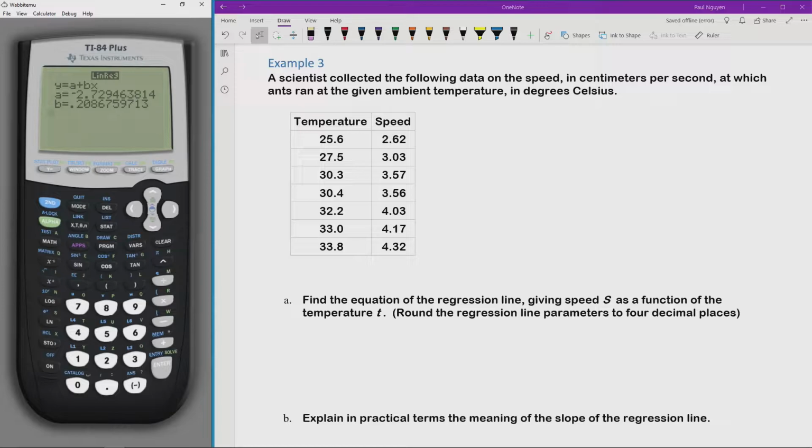Now that we've done that, our calculator shows us the initial value and the slope. Since our function is s, we write s of t equals negative 2.72. We're going to 4 decimal places, so we want to take it all the way out. That 4 becomes a 5 because of the 6 that follows. Now we want to add the slope. The slope is 0.208, and now this 6 becomes a 7 because we're rounding to 4 decimal places, followed by our variable t.